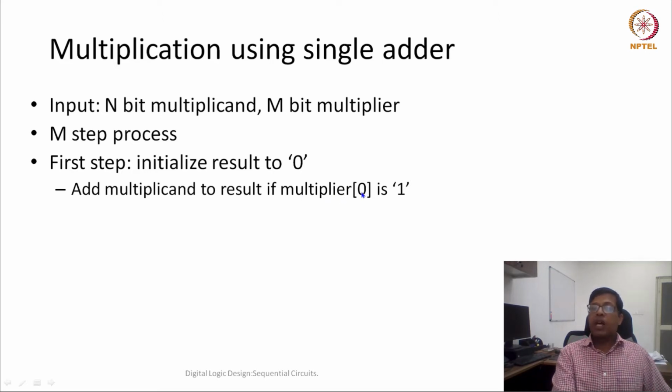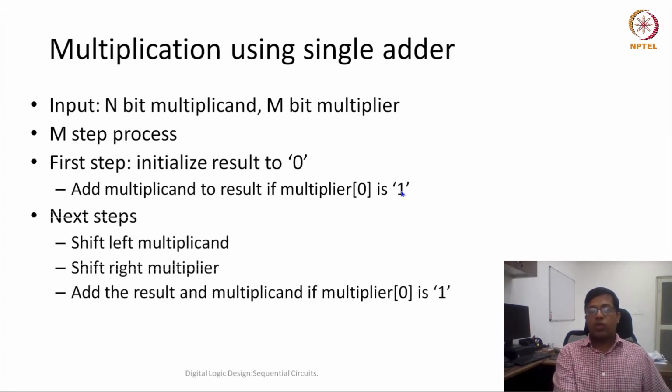This happens if the 0th bit of the multiplier is 1. In all forthcoming steps, what we are essentially doing is shifting our multiplicand left, essentially multiplying it by 2, and right shifting the multiplier. Right shifting the multiplier means that the 0th bit will go away and the first bit will become the 0th bit.